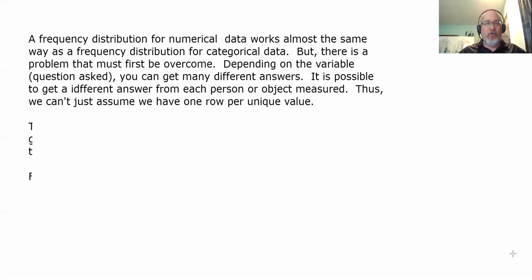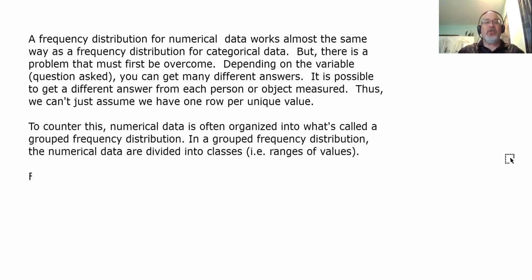Depending upon the variable, the question asked, you can get many different answers. It is possible to get a different answer from each person or object measured. Thus, we can't just assume we have one row per unique value. Let's say you asked 50 people a question and they gave you 50 different answers. Does it really make sense to have a frequency distribution with 50 different rows, all of whose frequencies are 1? That doesn't tell you how the values are distributed. It just tells you everybody gave a unique answer. But there is a way to overcome this.